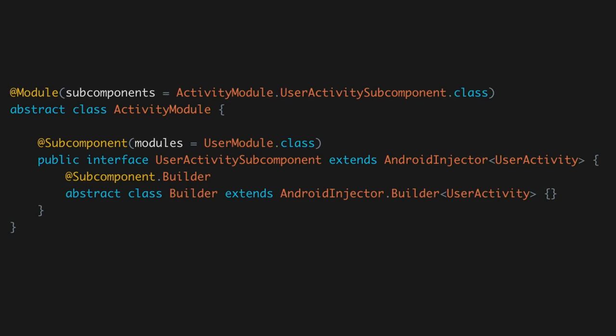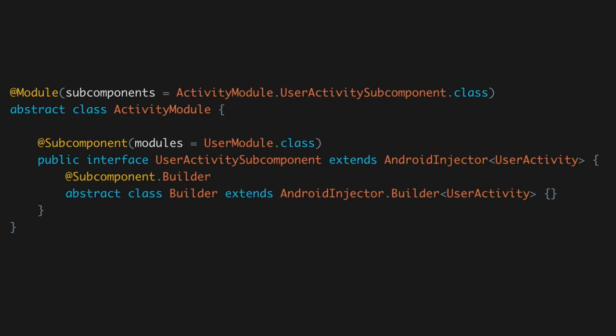Using subcomponent, you can say, okay, but I want only this activity to have access to this extra module. So in this case, we add user module to this activity, so only it has access to it. And you can see that user activity component actually extends something called an Android injector. Now, the Android injector is what Android needs to find a component for your activity. They've just named it in a fancy way, but at the end of the day, it's just a component. It just binds all of your members.